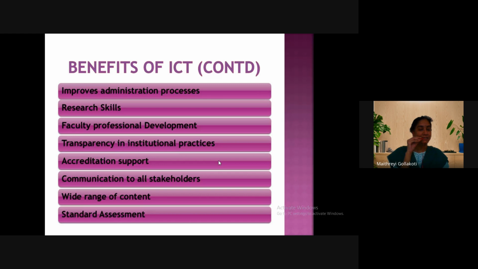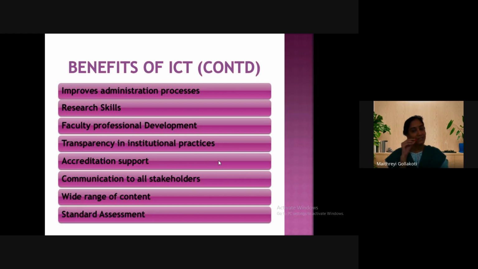Okay. Next, transparency in institutional practices. Now, because of ICT, as I told, the administration has come under ICT, isn't it? Now, the running of the college also depends on ICT, isn't it? We have software for attendance, we have software for putting marks, we have software for showing the marks in different patterns for NAAC.